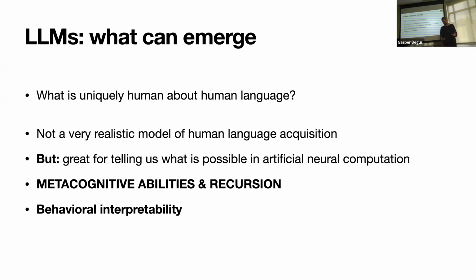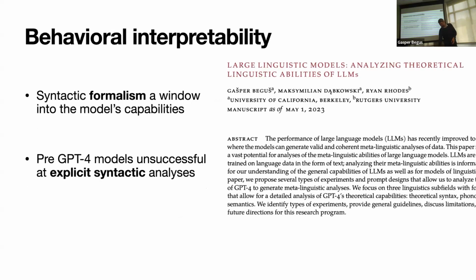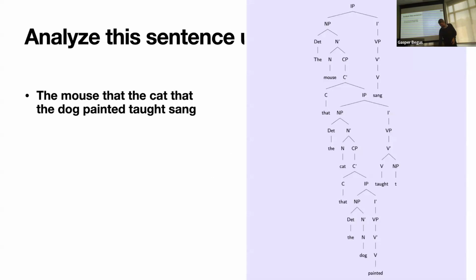One of the things that we're looking into is whether LLMs have recursion and whether they can analyze sentences that look already pretty complex, like "the cow, the mouse that the cat that the dog painted thought sang." They probably have trouble parsing this sentence. I would too, though. But GPT-4 was the first that can do this. And not only that, it can give you a Chomsky tree analysis of this sentence.